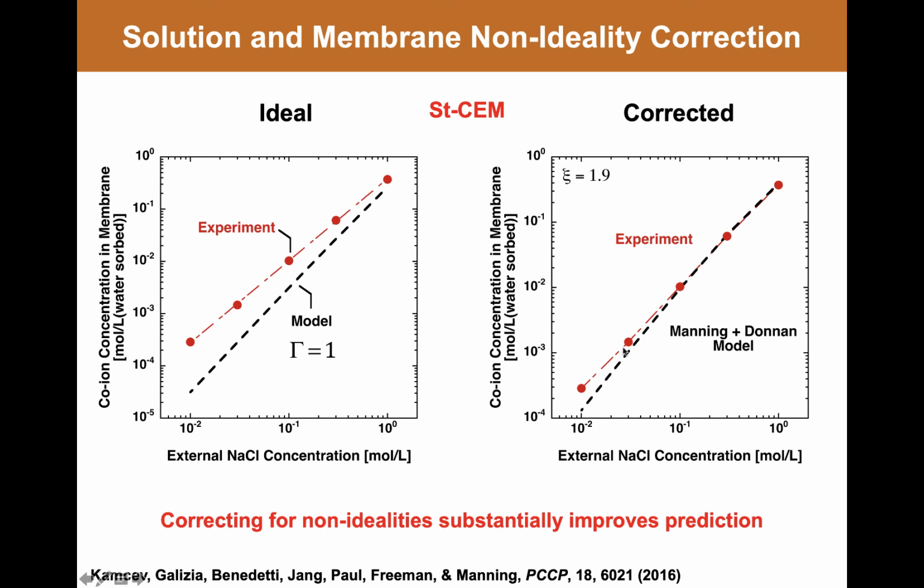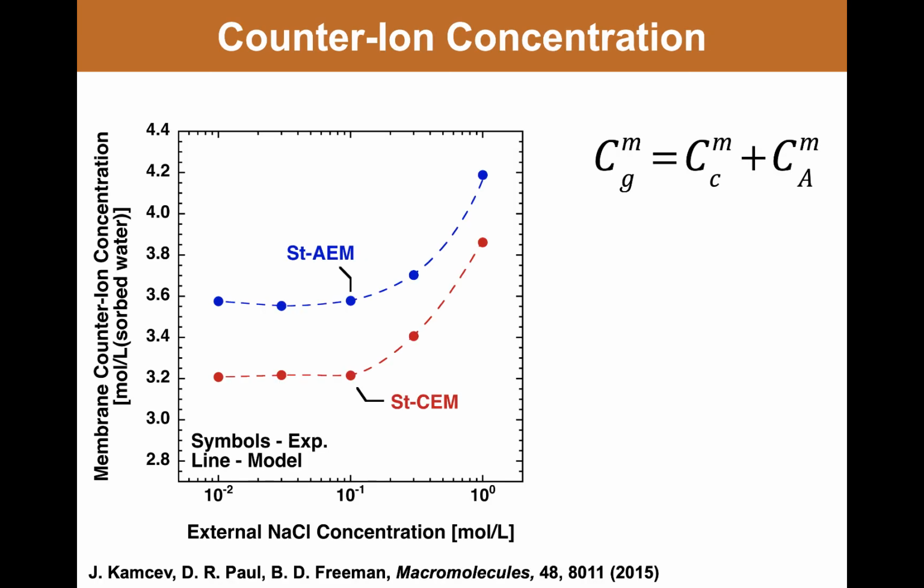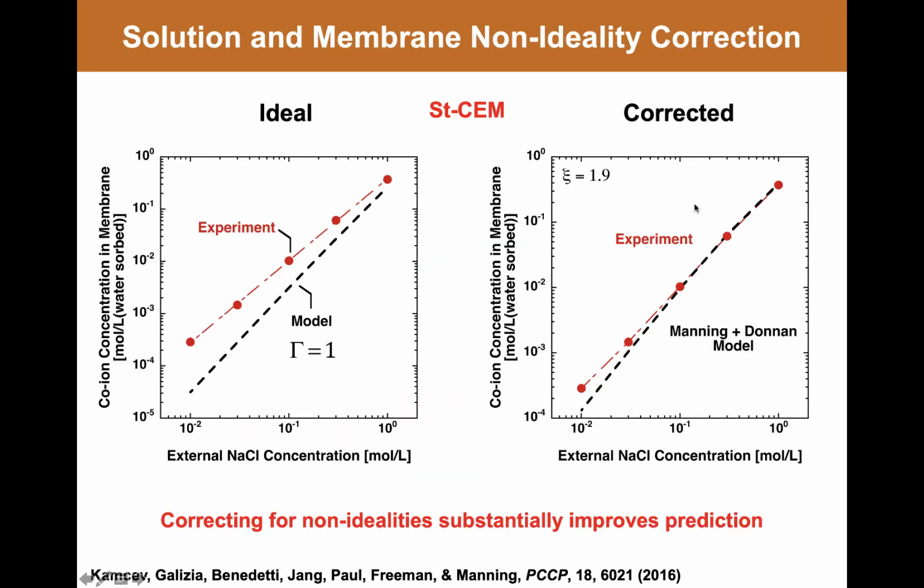But over a wide range of concentration, it gives much better agreement than the standard Donnan model. And so accounting for thermodynamic non-ideality is important in these cases. Now, once you have a model that gives you the co-ion concentration, and so these are co-ion concentrations in the styrenic cation exchange membrane, and remember it's got negatively charged sulfonate groups, so this is the concentration of chloride in the membrane.